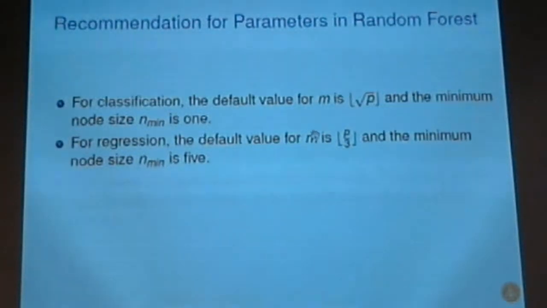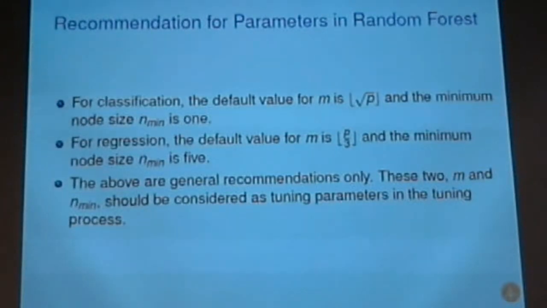So these are general recommendations about the node size and also the number of variables involved in the tree. The idea is that if you have a small number of input variables involved in trees, you have fewer splits and end up with a simpler model. These are basically just general recommendations. These numbers can be considered as tuning parameters when you train your random forest model in the tuning process.